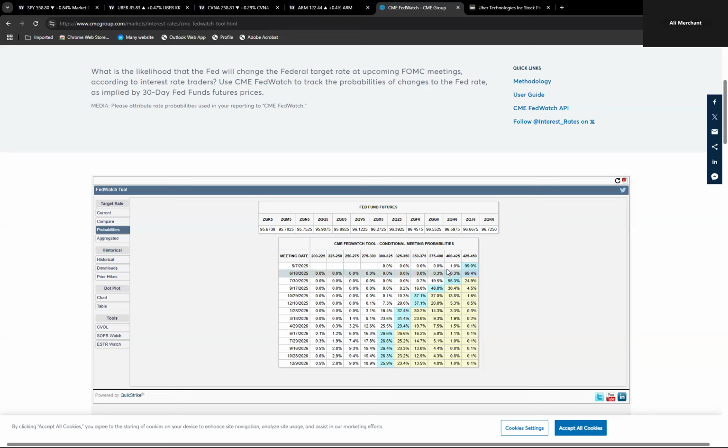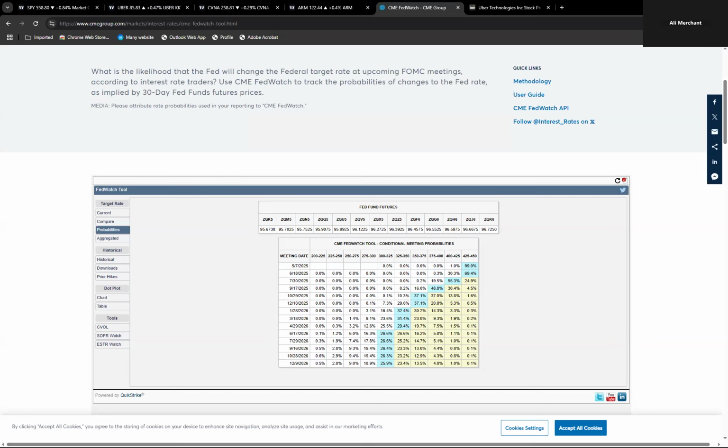This is the U.S. interest rate probability map. There's a 99% probability of no change in the rate at this meeting. If we go to the June meeting, it was also suggesting, up till today, a 69% probability of no change. So we'll see how it goes.